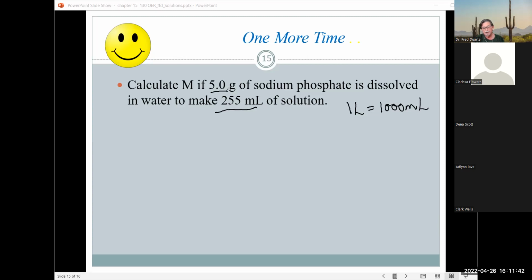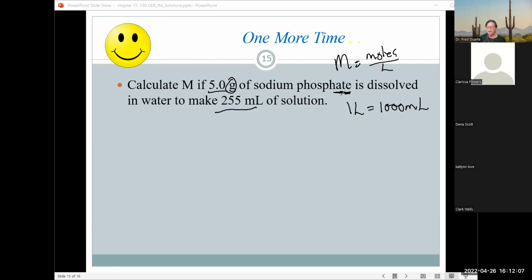We're given 5 grams of sodium phosphate. Well, we need the molar mass. We're in grams, and we've got to get to moles. Okay. Keeping in mind that the units you're looking for are moles per liter. Okay. So, but we need to figure out the formula. So we need to figure out what sodium phosphate is all about here.